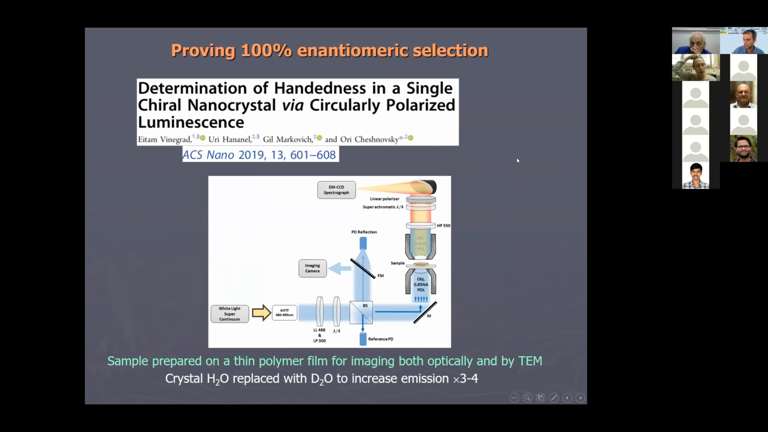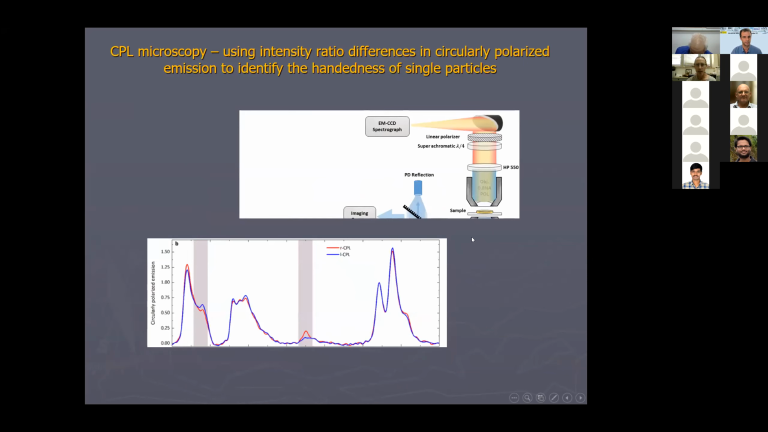So just to finish, we have, very shortly, to prove that we had 100% enantiomeric selection in these samples using the tartaric acid. We collaborated with the group of Ori Cheshnovsky, who does all kinds of fancy microspectroscopy experiments. In this case, we did CPL, circularly polarized luminescence experiments on single nanocrystals using a home-built fluorescence microscope equipped with circular polarization filtration. Here you can see, for example, the difference in emission spectra of a single nanocrystal for the two circular polarizations. At particular lines, you can see very big differences between the two. Those can be used to determine if a single particle is either right-handed or left-handed.